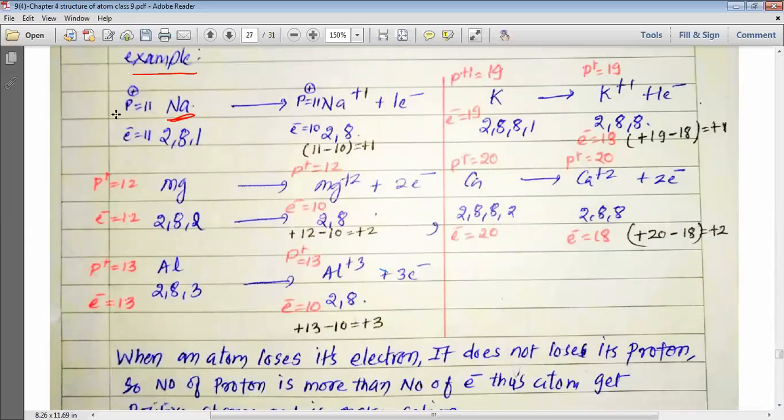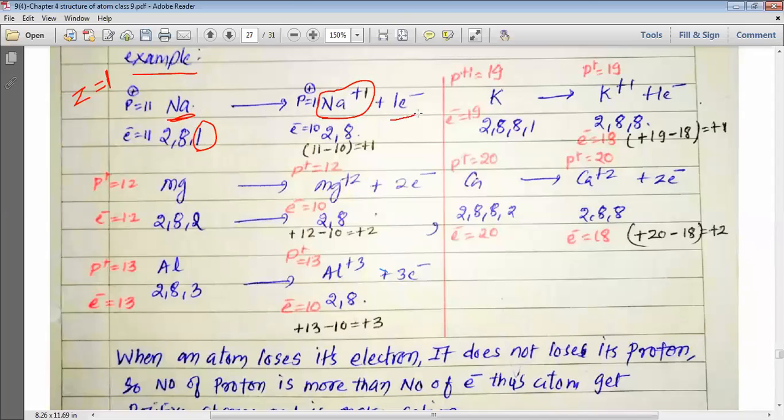Sodium has 11 protons and 11 electrons because its atomic number Z is equal to 11. So we can write its electronic configuration as 2, 8, 1. Now you can see that it has only one valence electron. In sodium we have 11 protons. Now what happens, my dear students? This sodium loses its one electron from the outermost shell. So sodium becomes a sodium plus one ion.